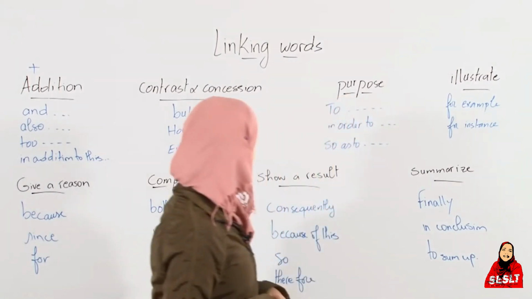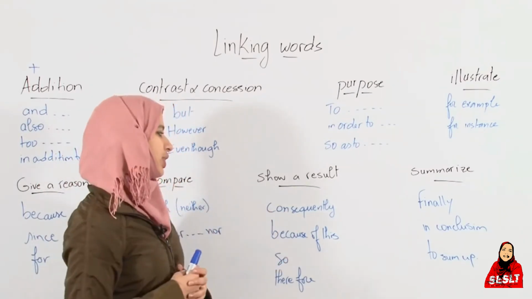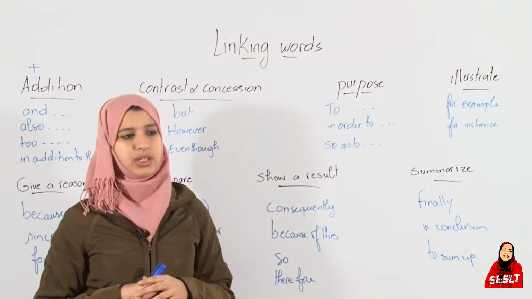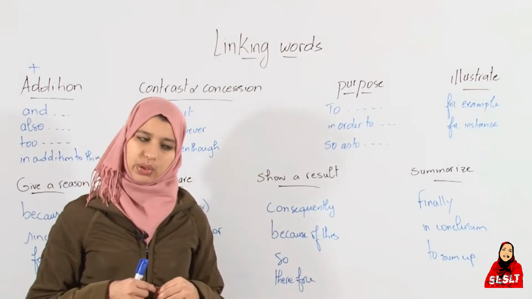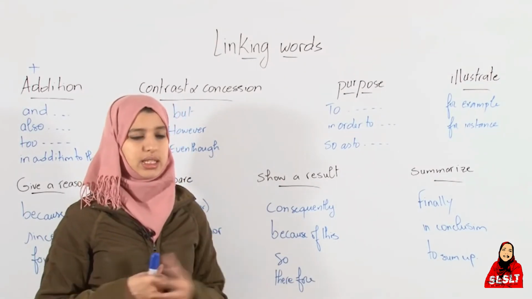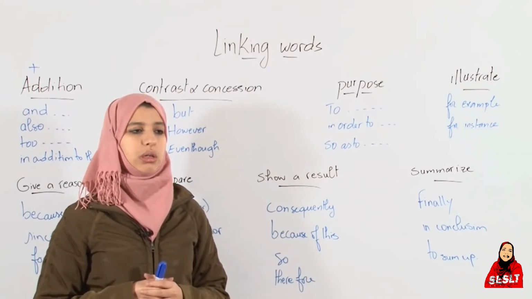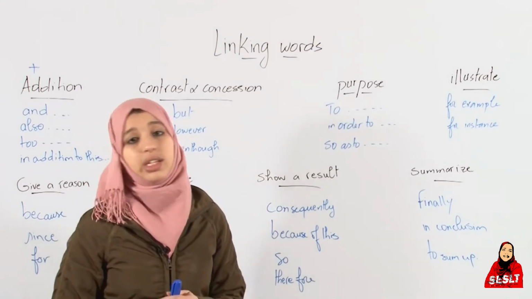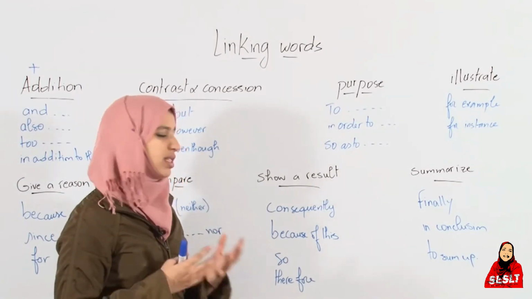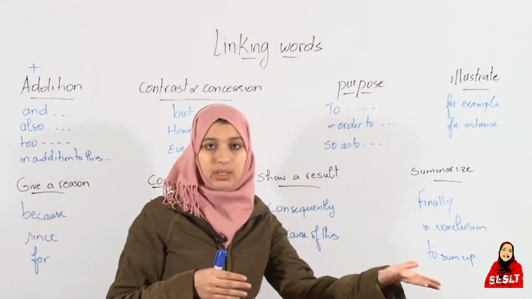Let's carry on. Now we show a result, okay? Show a result, for example, consequently. I've already given such examples. I drove fast, consequently, I had an accident. I didn't revise, consequently, I didn't get my grades. So this is how I did something, and as a consequence, this is what happened, okay?